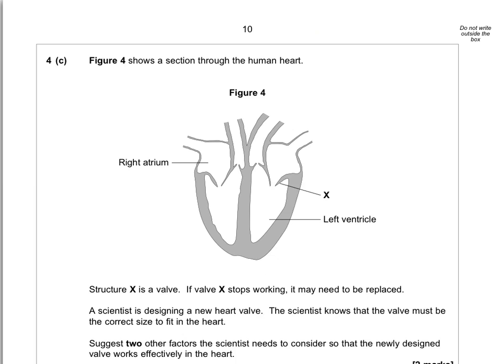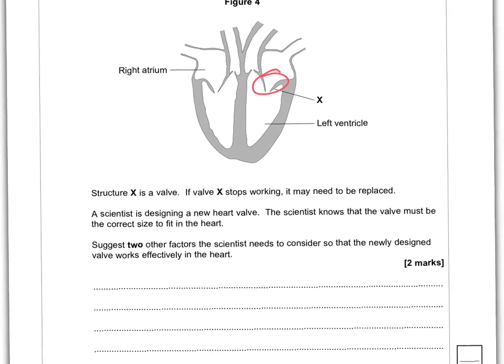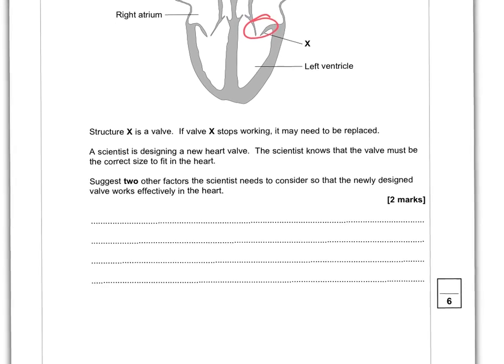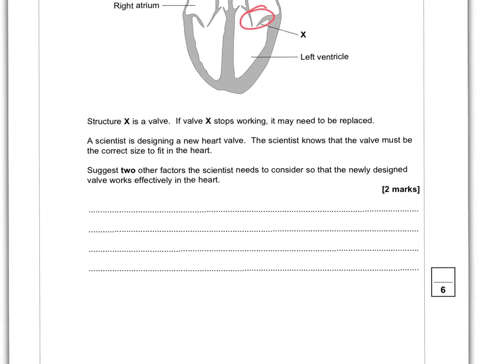Figure 4 shows a section through the human heart. Structure X is a valve. Indeed it is. If the valve stops working, it may need to be replaced. A scientist is designing a new heart valve. The scientist knows that the valve must be the correct size to fit the heart. Suggest 2 other factors the scientist needs to consider so that the newly designed valve works effectively in the heart.